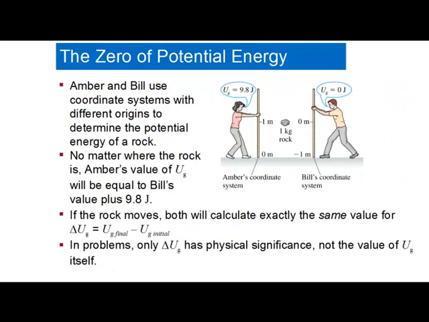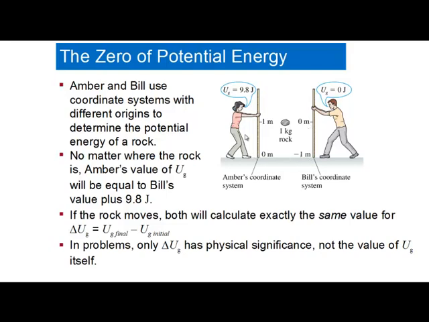Let's get to this issue of the reference point for potential energy. In this example, you're looking at a 1 kilogram rock that's 1 meter above the ground, and we have two people trying to calculate the potential energy associated with this rock. On the left, you've got Amber, who's using a coordinate system that counts the ground as the reference point and puts 0 on the ground, and looks at the rock as being 1 meter above the ground. On the right hand side, you've got Bill, whose coordinate system is such that the position of the rock is considered to be 0, and the ground level is counted as -1 meter.